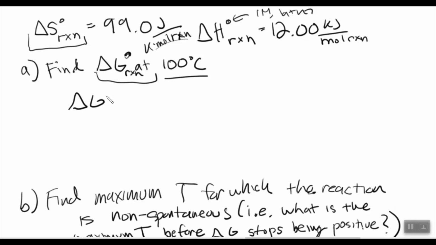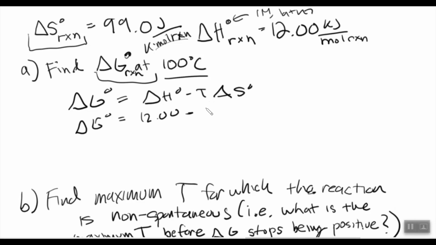So let's use this famous formula that we are going to memorize. Alright, now we just need to solve for this. So we chug in the numbers. Delta H is 12.00 minus T, which is 100 plus 273, is 373. So 373 times delta S naught.